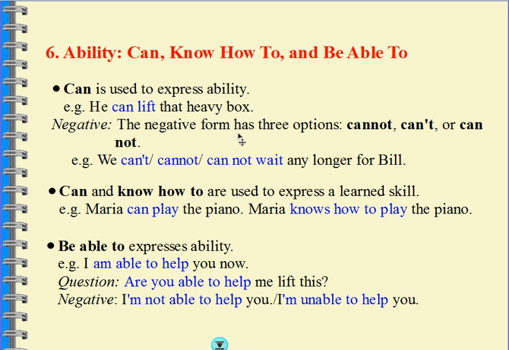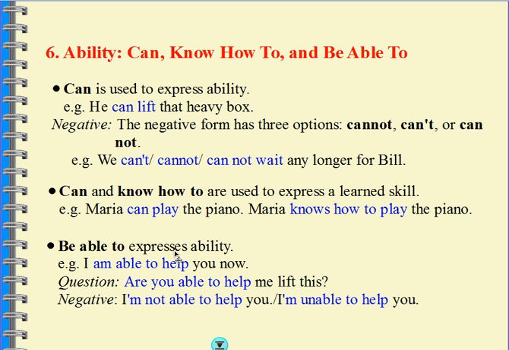The negative form has 3 options: can't, cannot, or can not. We can spell it as we can't wait any longer for Bill, we cannot wait any longer for Bill, or we can not wait any longer for Bill. Can and know how to are used to express a learned skill. Example, Maria can play the piano, to say Maria knows how to play the piano.